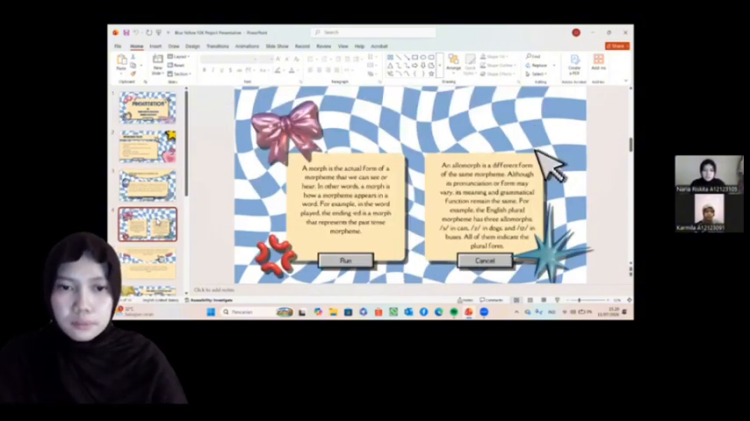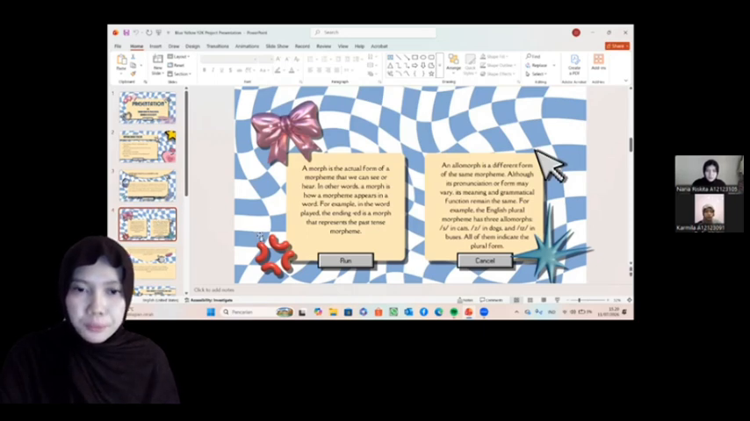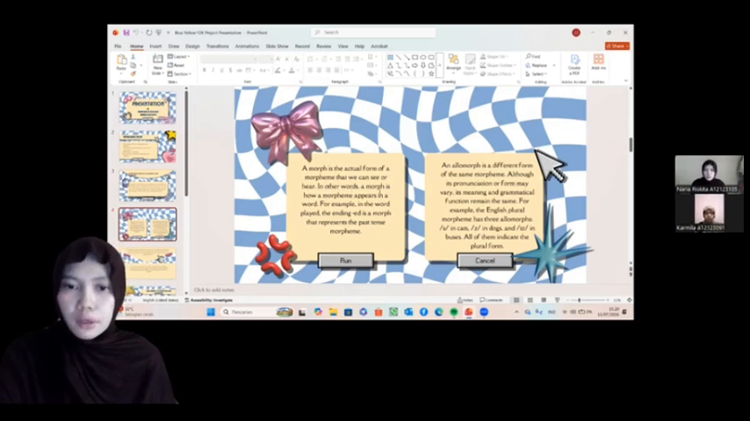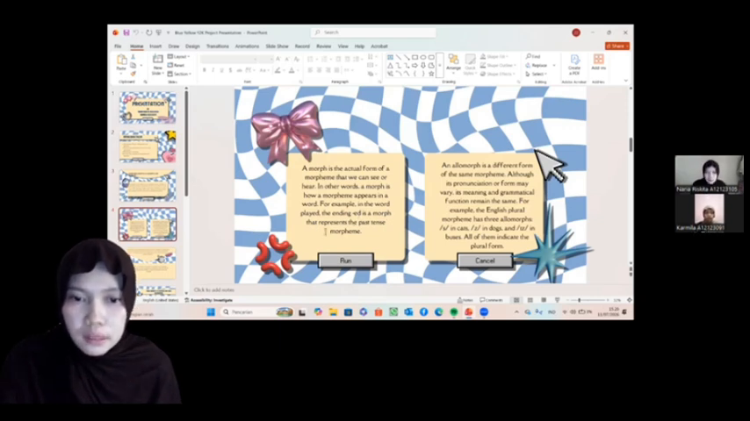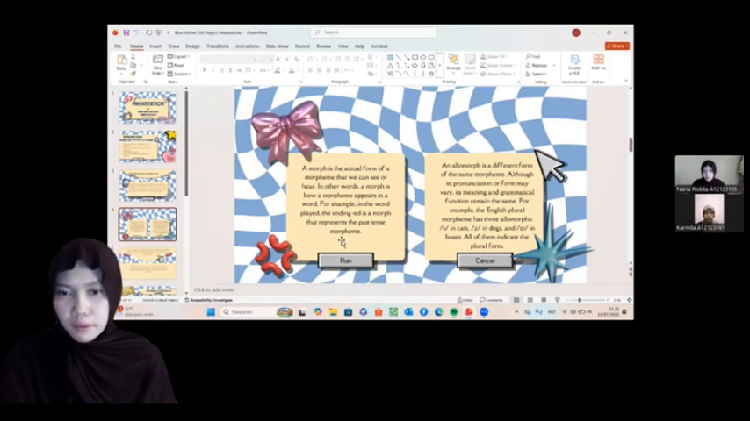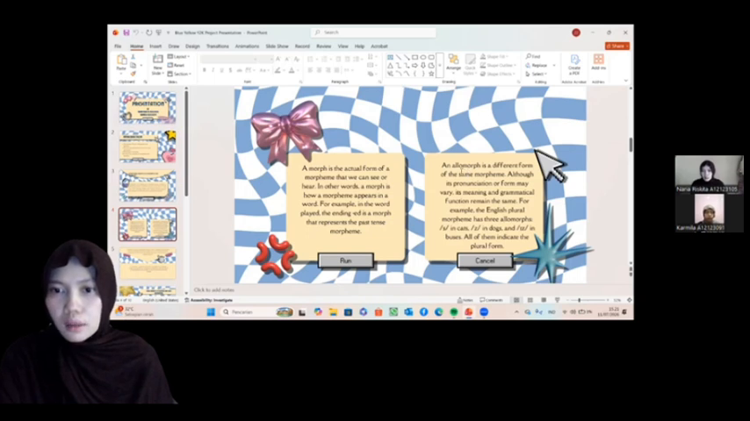Next is morph. A morph is the actual form of a morpheme that we can see or hear. In other words, a morph is how a morpheme appears in a word. For example, in the word played, the ending ed is a morph that represents the past tense morpheme.